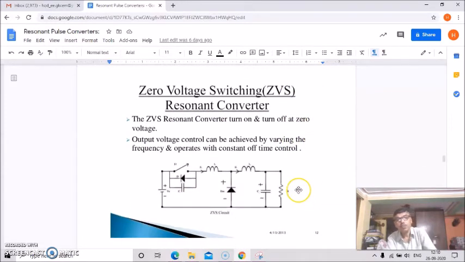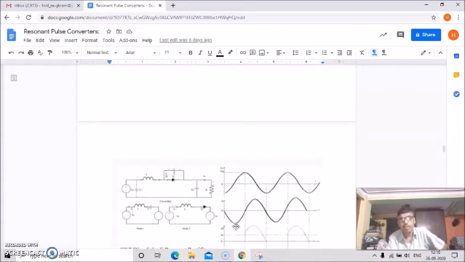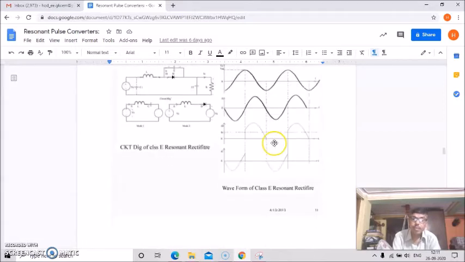Now, before going to the zero voltage switching resonant converter, I think if you go through these lectures and consult your textbook, you will have a clear idea about series, parallel and class E resonant inverters, rectifiers, etc. That will help you whenever you work in the practical field, to understand the working process of this type of resonant pulse converter.